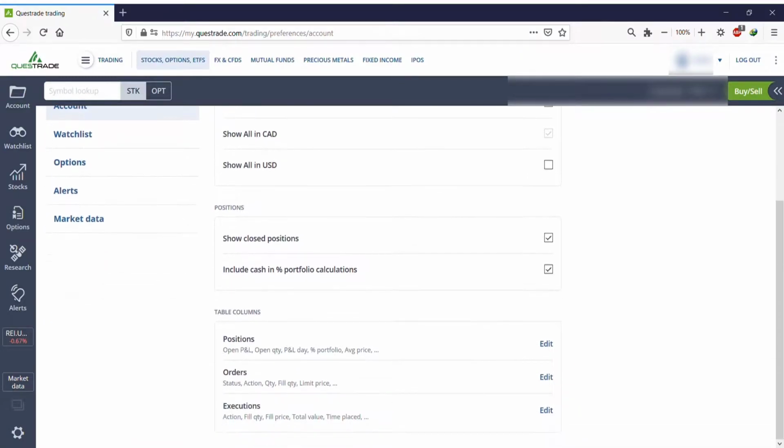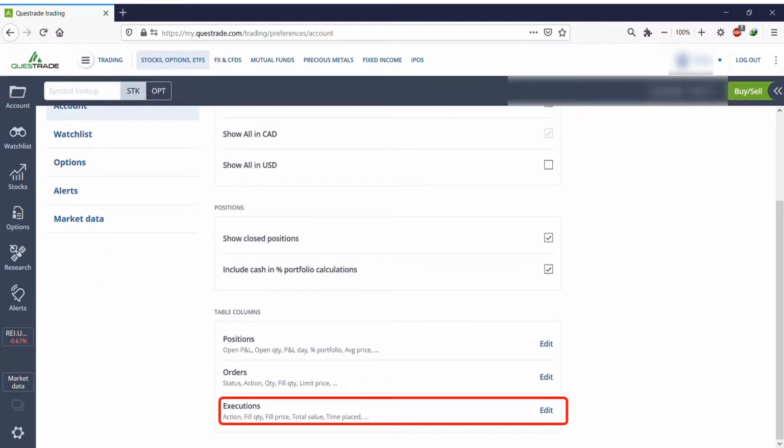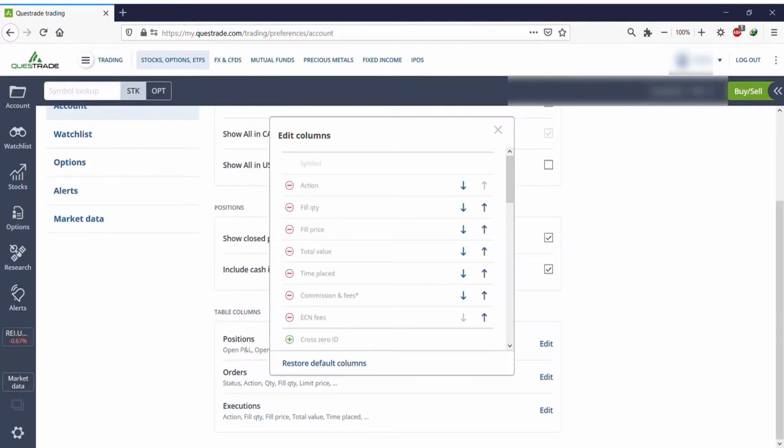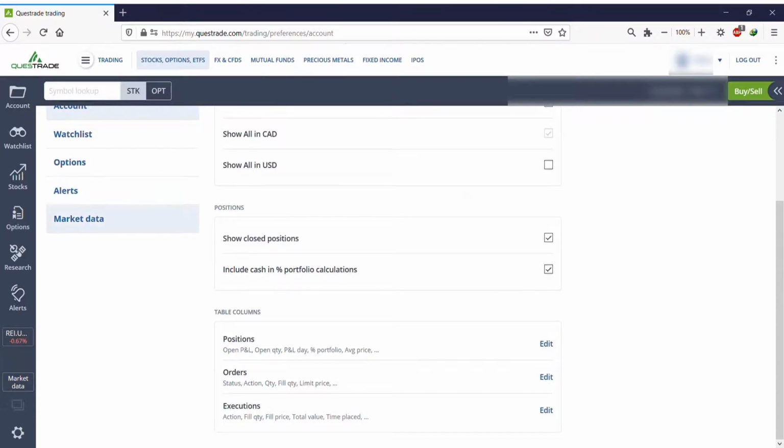So okay, here as you can see, right now we're under the account tab, and under execution, if you click edit, it gives you the same options that we saw in the execution tab. So make sure that you have the ECN fee added before you start trading, okay? Because again, by default, it doesn't show you. So that's about it.